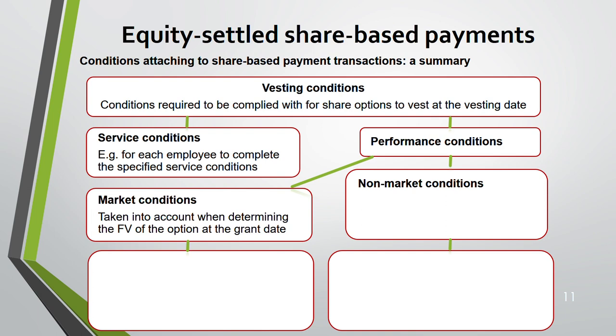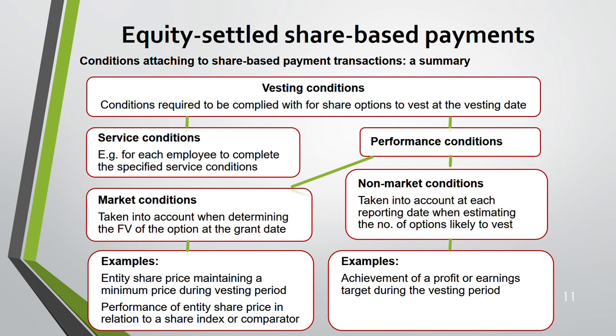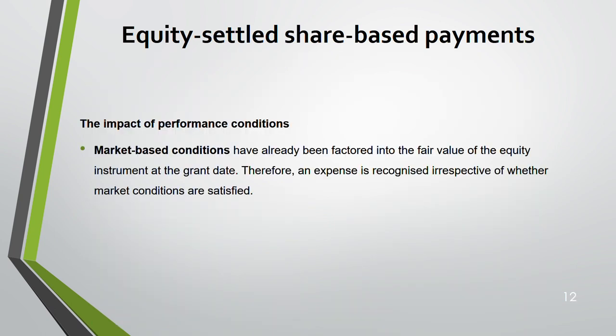When you are taking the market conditions, remember, you have to take the fair value of the option at the grant date. Non-market conditions are taken into account at each reporting date when estimating the number of options likely to vest. Examples of market conditions: entity share price. Examples of non-market conditions: achieving a profit target or completion of some project. Now we are moving on to the impact of performance conditions.